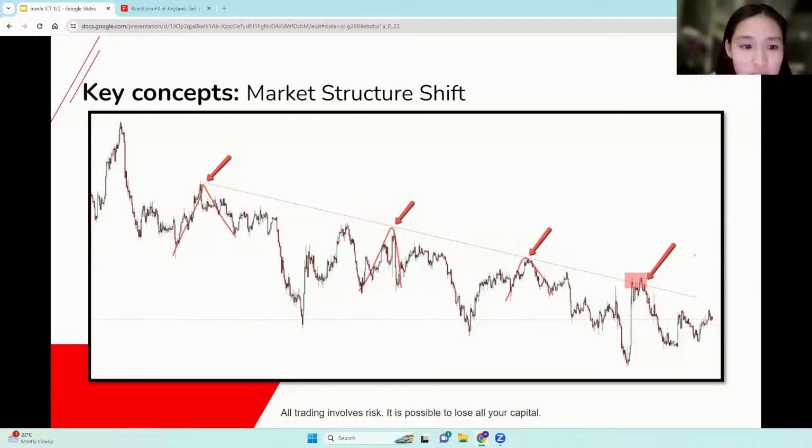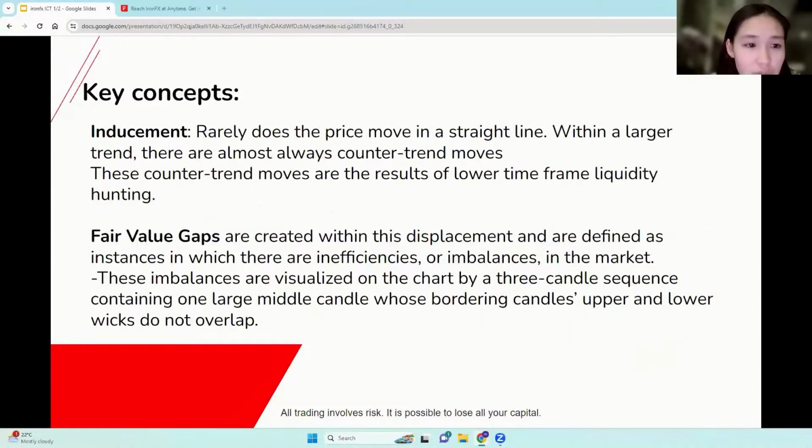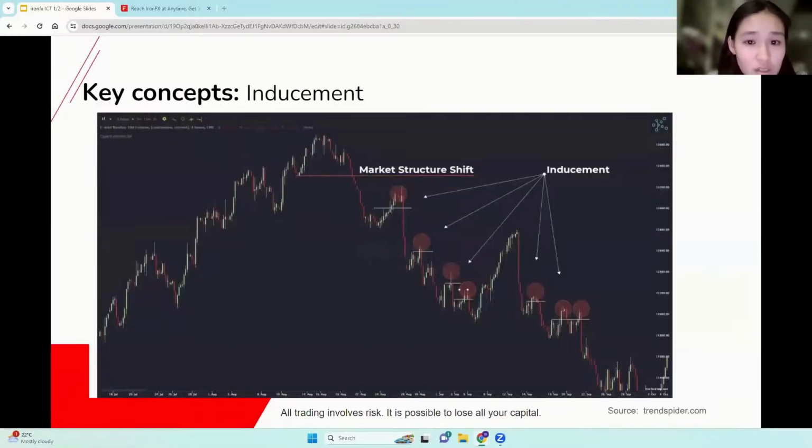Okay, so next key concept we're looking at is the inducement. Rarely does the price move in a straight line. So within a larger trend, there are almost always counter-trend moves. These counter-trend moves are the results of lower time frame liquidity hunting. So let me show you an example.